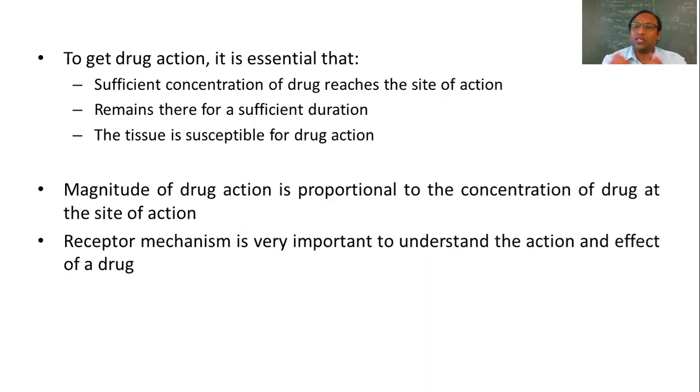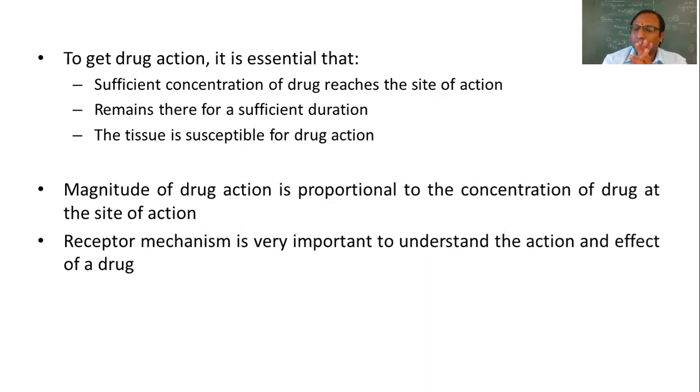So what happens when the complex is formed? There will be an action by which the tissue present here starts the cascade of reaction and the drug is working there. So the tissue becomes susceptible. That means it can react to the particular drug. If it is not acting at all, then it is called resistant.